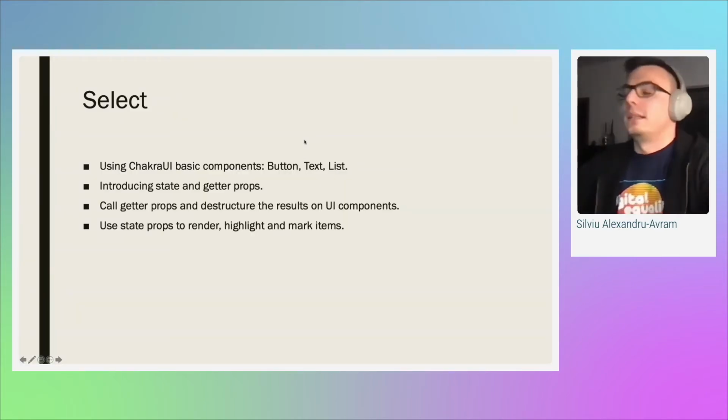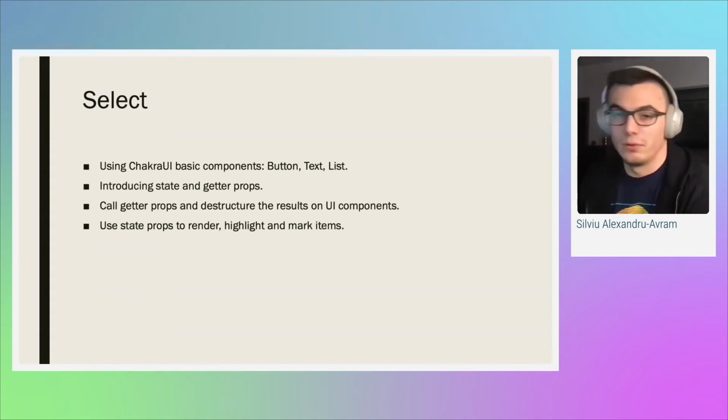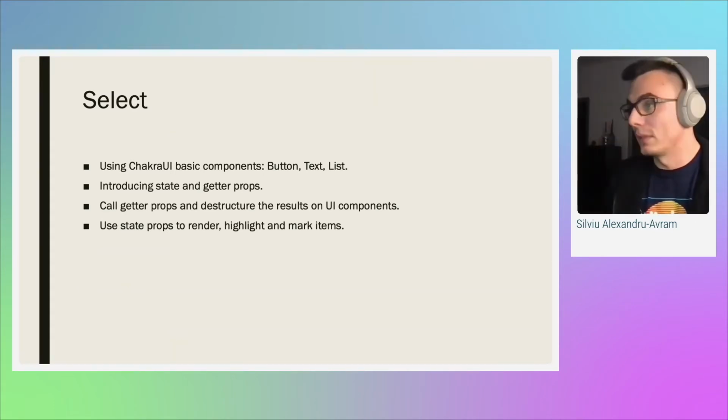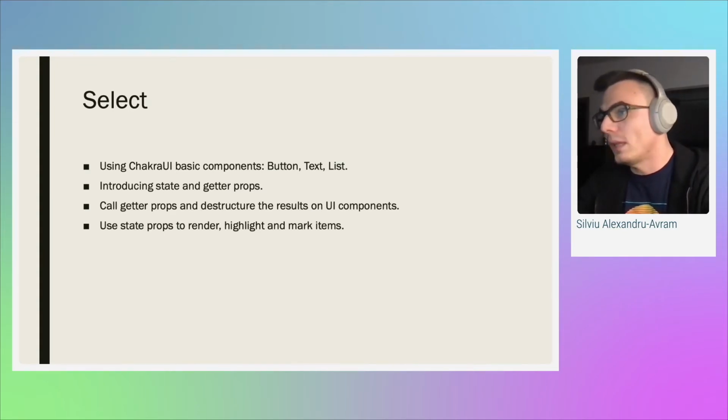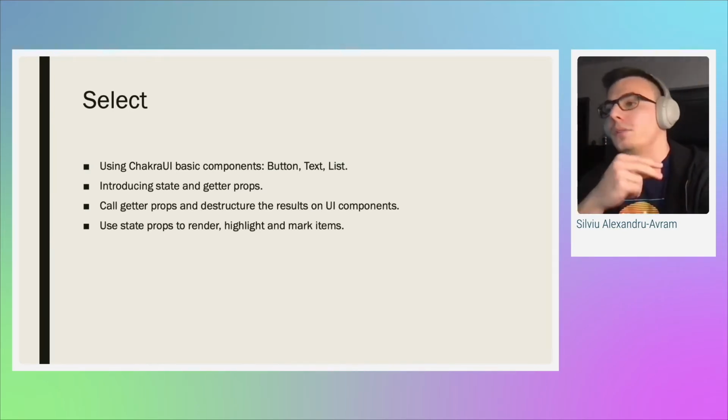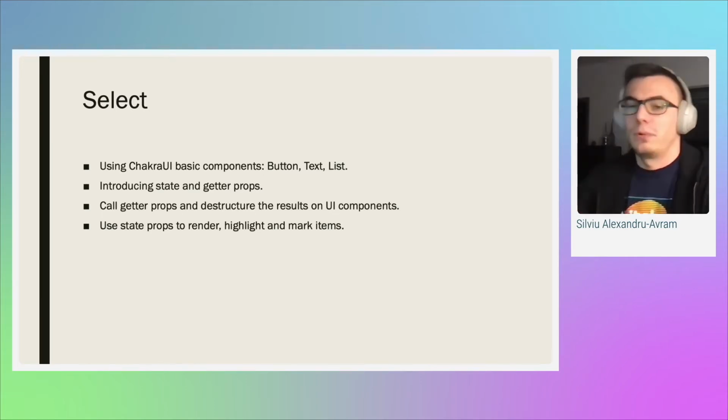So what we did in this case, we used Chakra UI basic components for our UI to build the select. So we used a button, a text, and the list. And we used the declarative part of the API, the state and getter props. We called the getter props, and we got back what these getter props return for each element, which, as I mentioned, are HTML attributes, event handlers, and so on. And we also used the state props to update the UI according to the state of the select.